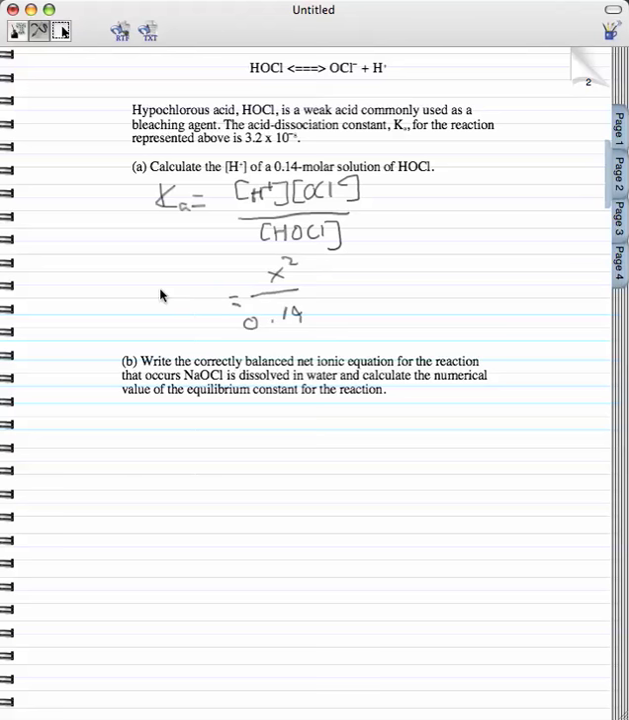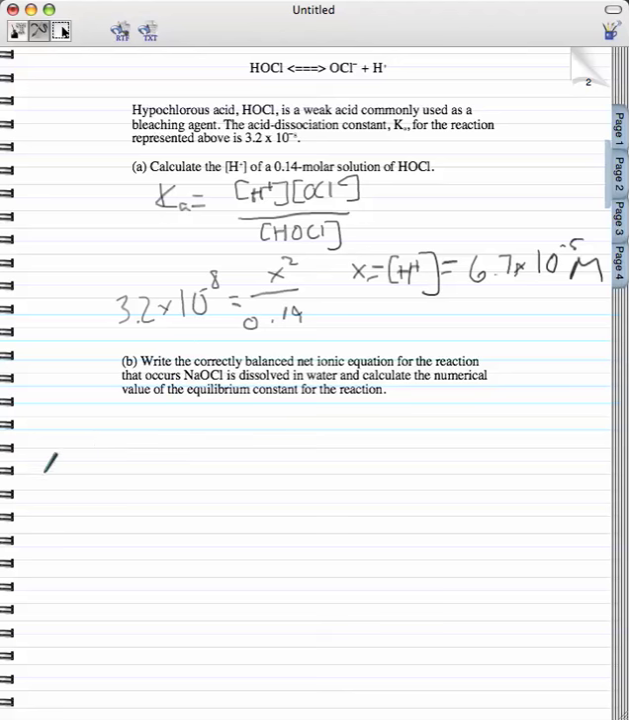And we were given our Ka, which is 3.2 times 10 to the negative 8. And so we do that and solve for x, which is going to be equal to our H plus concentration. We find that that concentration there is going to be 6.7 times 10 to the negative 5th molar. Okay, so that gives us our H plus. They're not asking for pH or anything, they're just asking for concentration of H plus ion there.